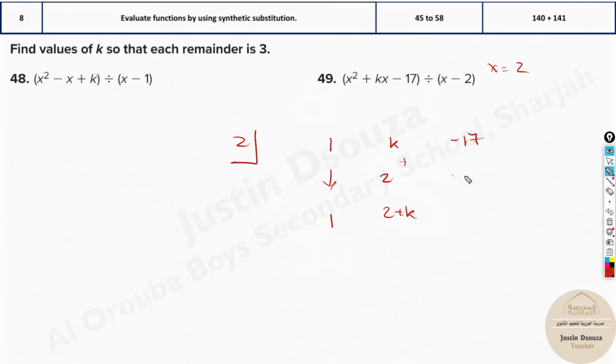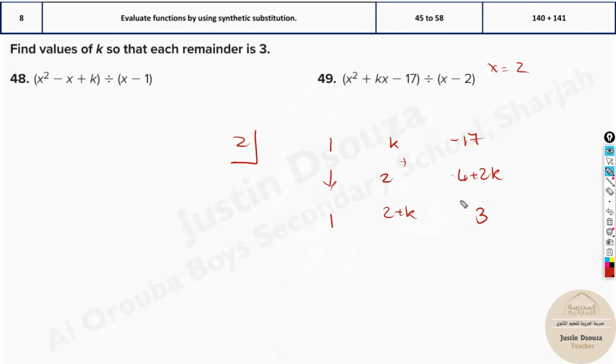Finally, we get the answer. 2 times it will be 4 plus 2k. Now, there is an important thing which I forgot, to read the question. I'm also thinking how to solve it. The remainder is 3. See, the remainder is 3. That means the last term over here is 3 no matter what.